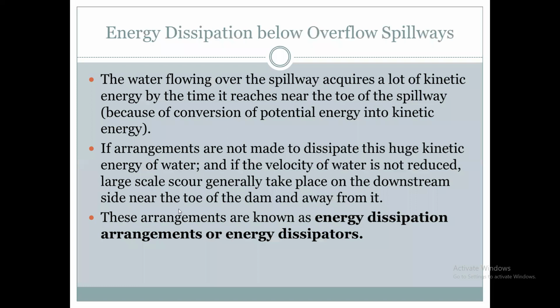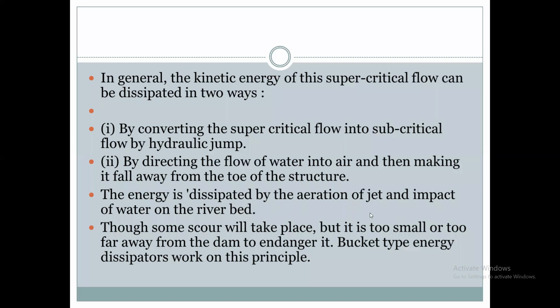So this energy is dissipated by the aeration of the jet. Due to aeration of the jet, the energy is dissipated and the impact of the water on the river bed is reduced. Some scour will take place, but it is too small or too far away from the dam to endanger it. So bucket type energy dissipators work on this principle. Bucket type energy dissipators are used to avoid this scouring action.